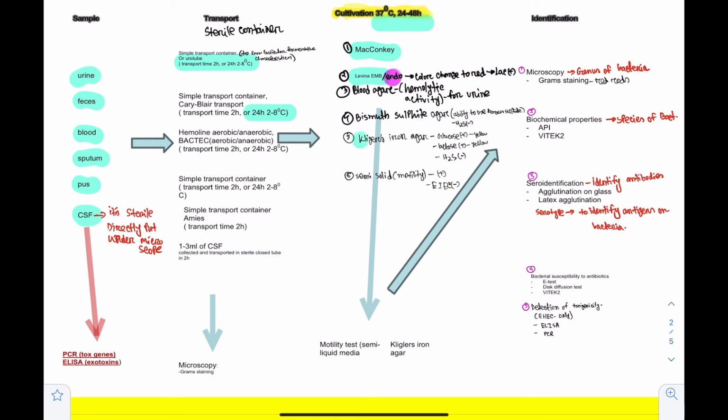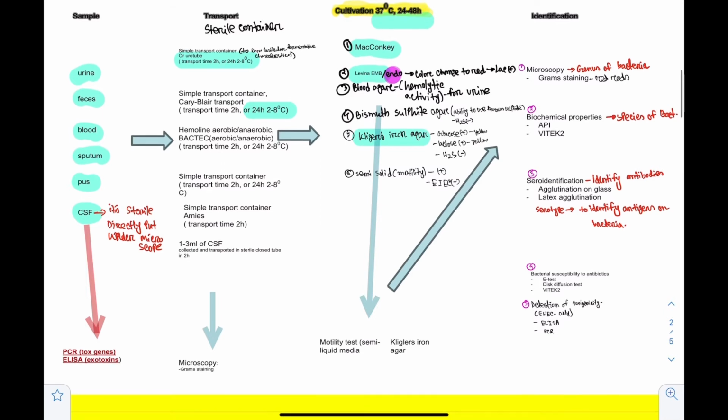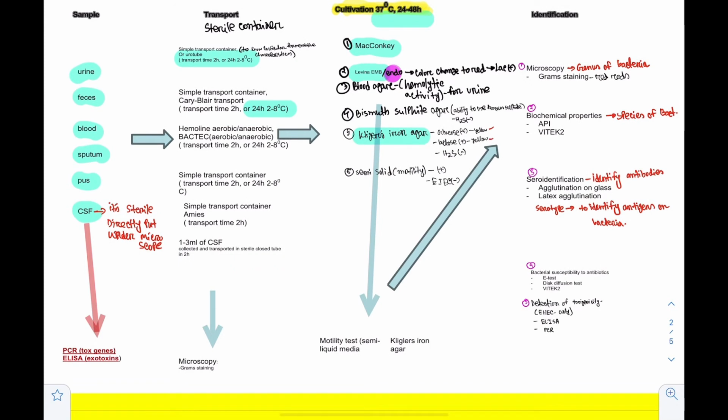So for the Kligler's iron agar, we need to know one piece of information: we don't use this agar to cultivate, we use it to know the features of the bacteria. For example, whether the bacteria is glucose fermenting or lactose fermenting or not, or H2S producing, hydrogen sulfide producing or not. These are the features of the bacteria. To know the features of the bacteria, we use this agar, but not to cultivate it.